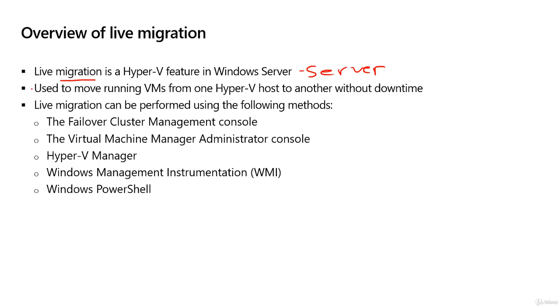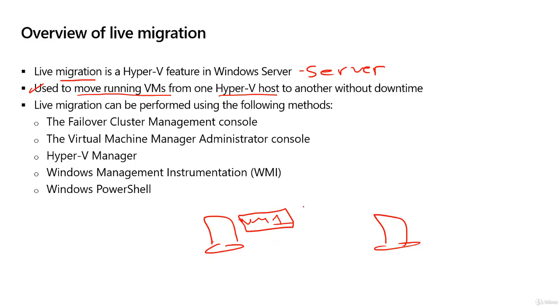But what's neat about this, you can move a running virtual machine from one Hyper-V host to another Hyper-V host without any downtime. That's why they call it live migration. Now, the way it would work, you have two Hyper-V hosts, and you have, I'll just call it VM1, on one host. When you start your live migration, all it actually does is make a copy of that VM here on the other host.